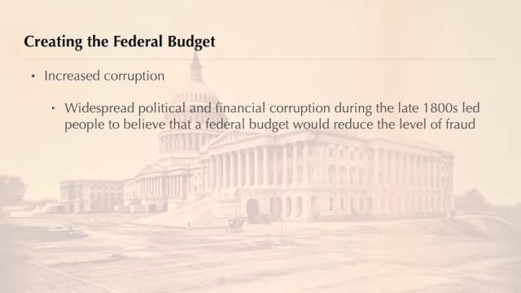A second factor favoring the creation of an orderly federal budget process was political and financial corruption. During the late 1800s, public officials were frequently bribed by individuals seeking government contracts or other favors. People came to believe that a federal budget would reduce financial and political corruption.